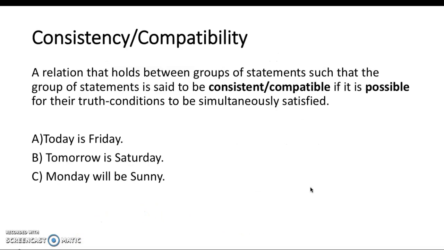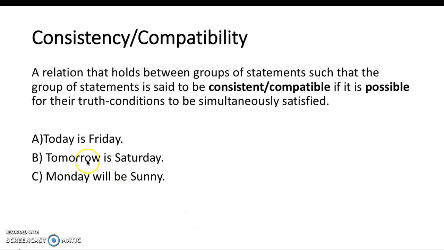Now, let's move on to consistency or compatibility. We'll use these terms interchangeably. So what does it mean for statements to be consistent with each other? Well, a group of statements is going to be consistent with each other whenever it is possible for all of the statements to be true at the same time. In other words, statements are going to be compatible with each other, consistent with each other, if all of these statements can be true simultaneously.